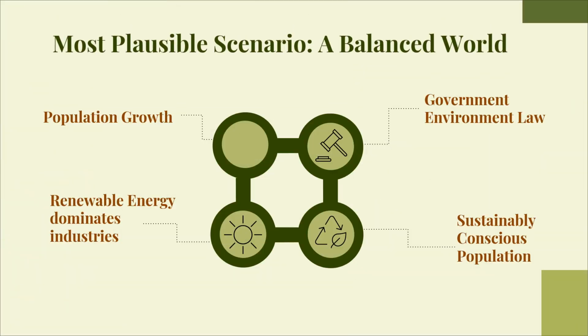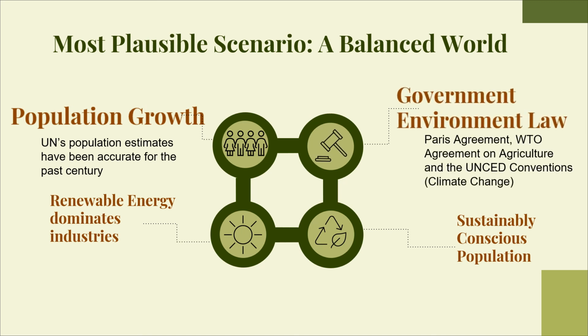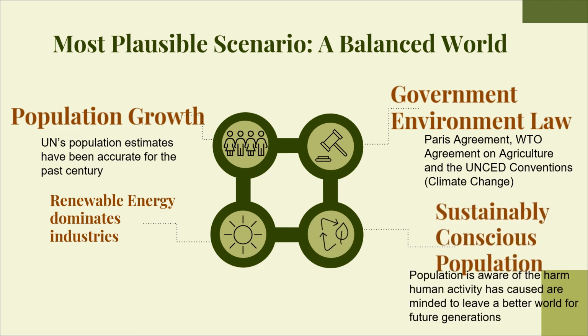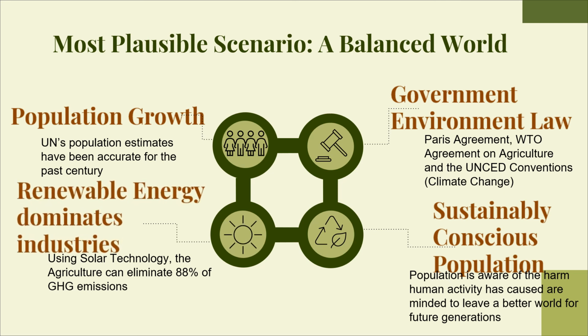The scenario selected is scenario 3, a balanced world. In this scenario, population growth is slow or within the UN's estimate. There are strict government environment policies and regulations, which leads to a sustainably conscious population. Renewable energy dominates all industries, and the use of solar technology is prevalent in agriculture.